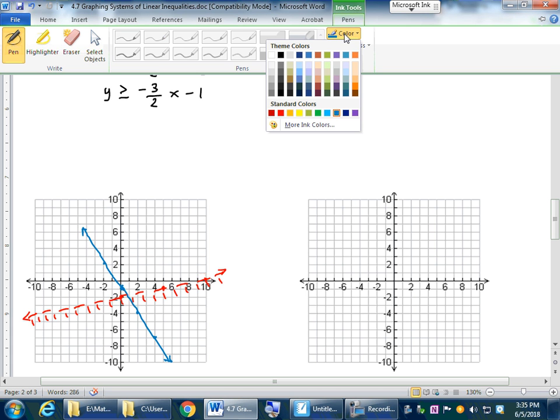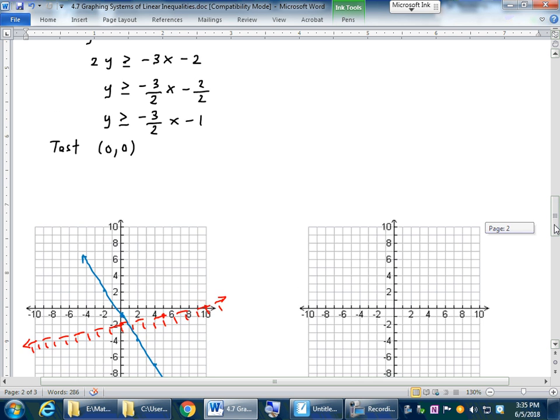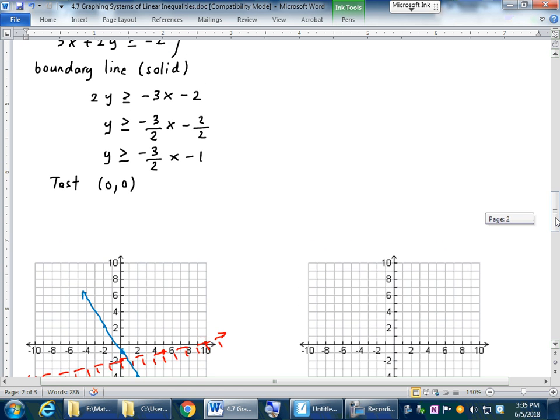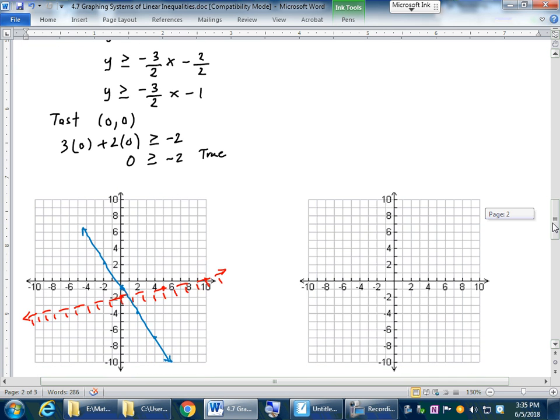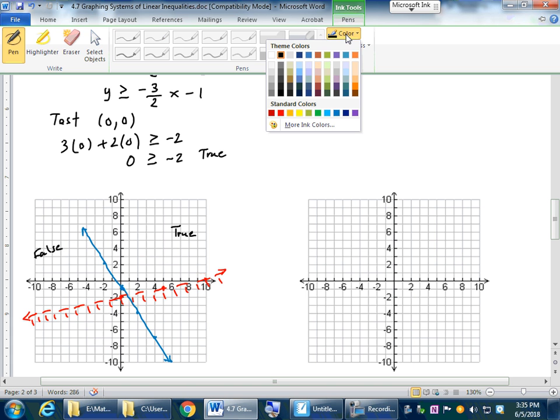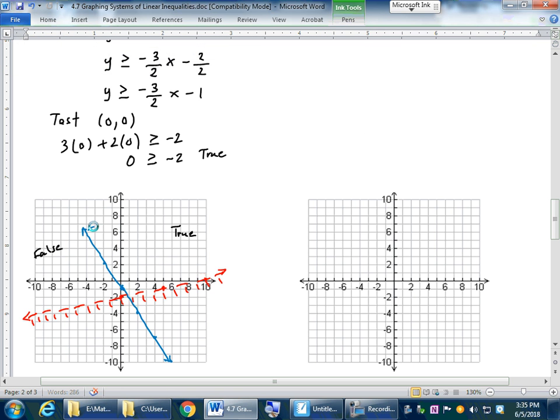So clearly we can still test 0, 0, right? Testing 0, 0 into the second inequality, which is 3 times 0 plus 2 times 0 is greater than or equal to -2. 0 is greater than or equal to -2. That is true. So that means this side is true and this side is false for the blue line. So I'm going to shade it on the true side, which is this portion only.